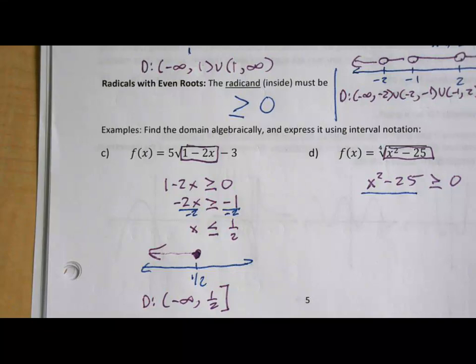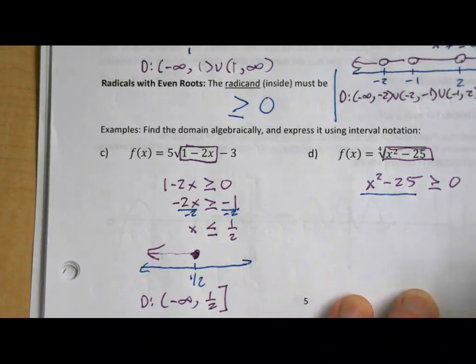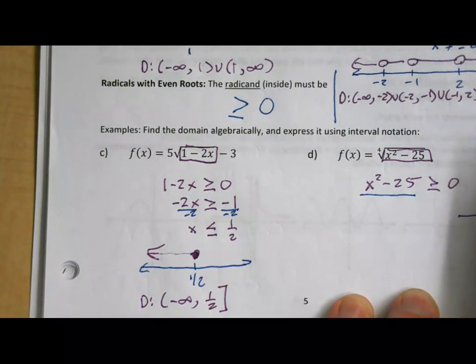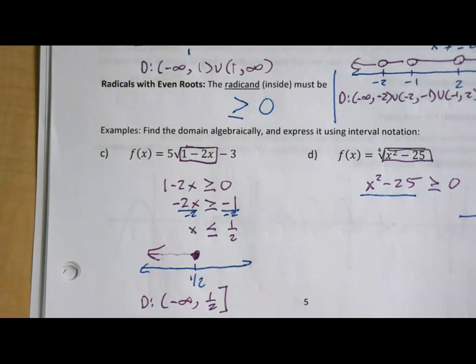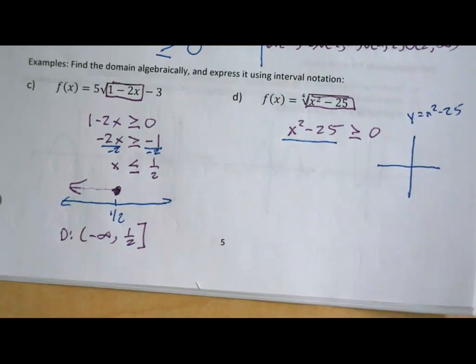Now, x squared minus 25 is one of those things that you all should be able to graph, like quick. So make a rough sketch of it off to the side here. What I'm graphing here is y equals x squared minus 25. Oops, you can't see that. I'm just going to make a rough graph of this. We don't need graph paper or anything like that.